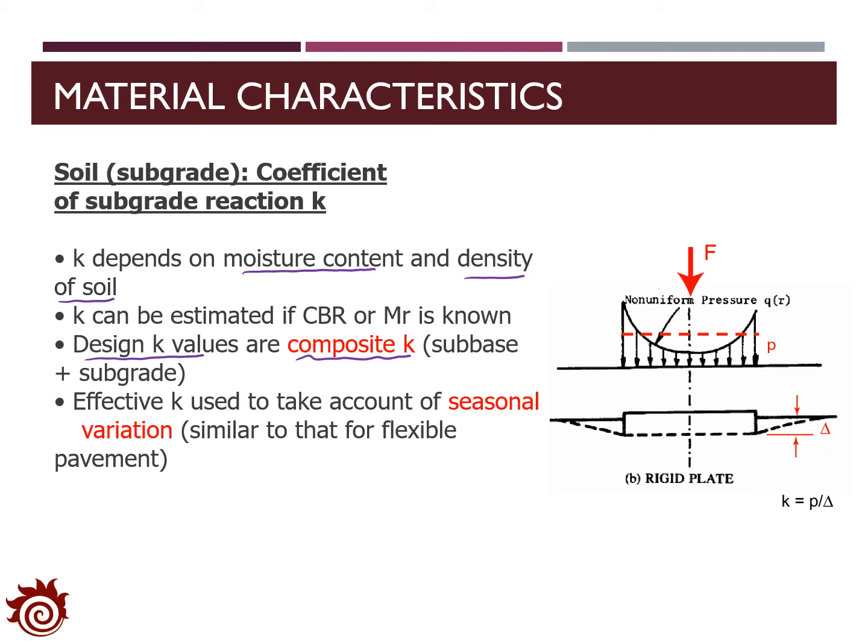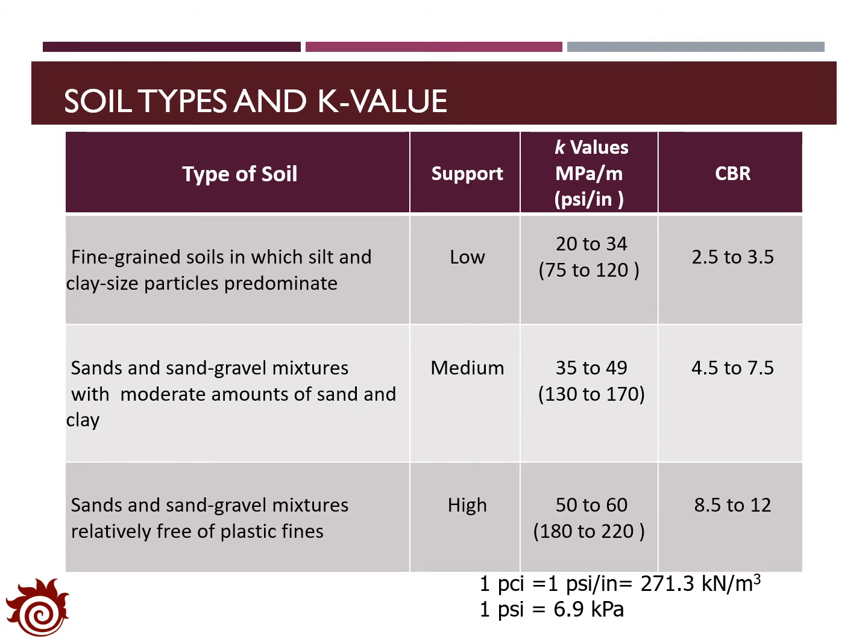In addition, similar to the flexible pavement, the value of the subgrade reaction K varies over the seasons. So we have to take account of the seasonal variation to find out the effective K for the design of the rigid pavement. The table here shows some typical K values for different soil types. For the fine-grained soil, the typical K values vary from 20 to 34 megapascal per meter, and this will be equivalent to the value of CBR around 2.5 to 3.5.